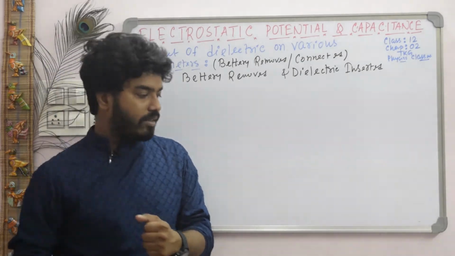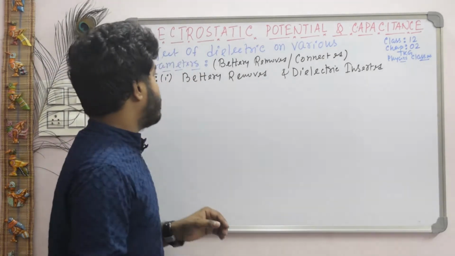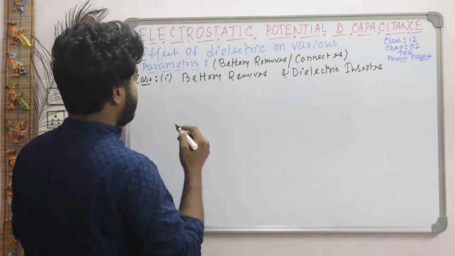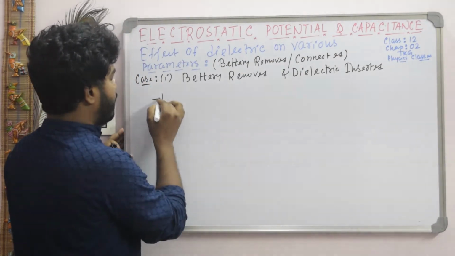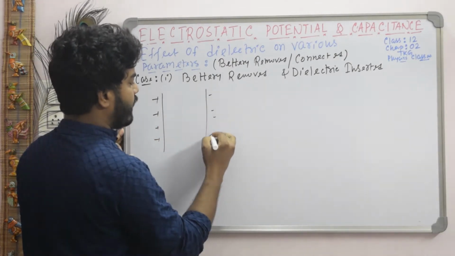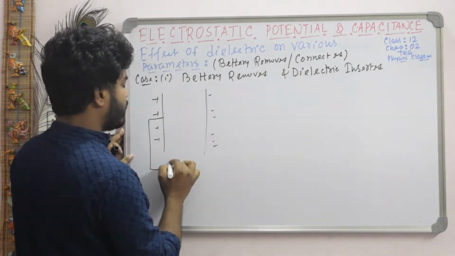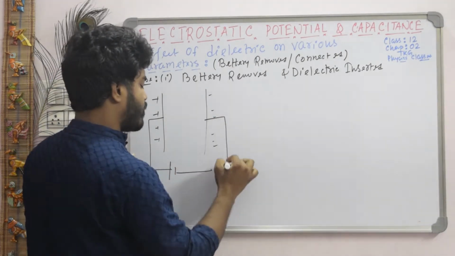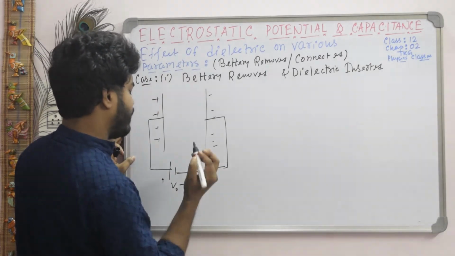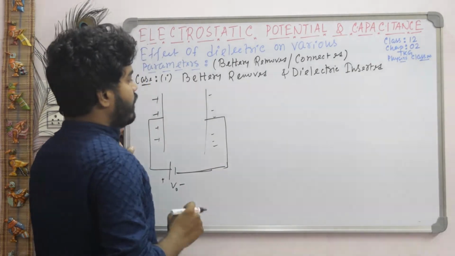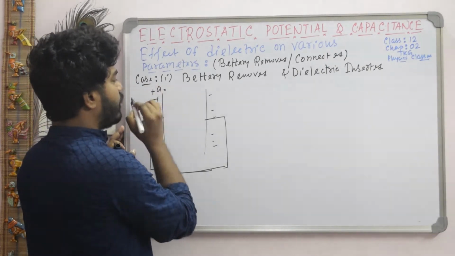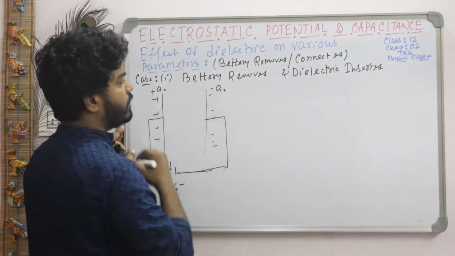So first question, case number 1. Case number 1, that is battery removed and dielectric inserted. Suppose this is a capacitor, a positive plate, and this is another, the negative plate, minus, and this capacitor is charged by a potential, that is V. You can write this is V naught, initial condition. Now due to this potential a charge developed here, that is plus Q naught, and here that is minus Q naught.